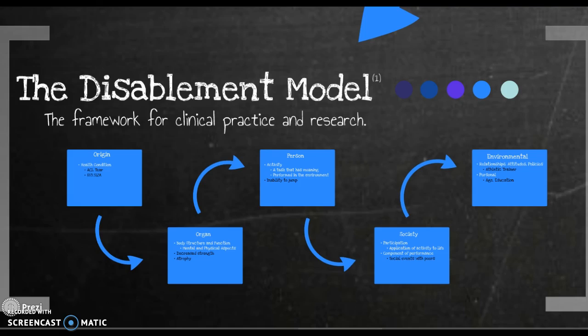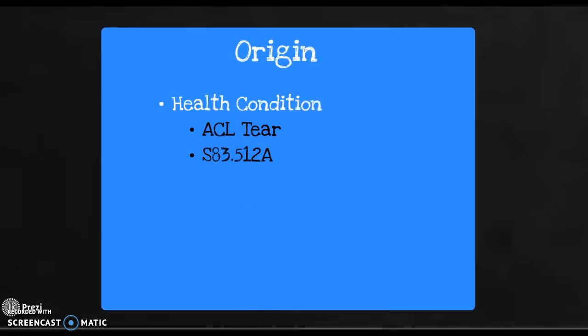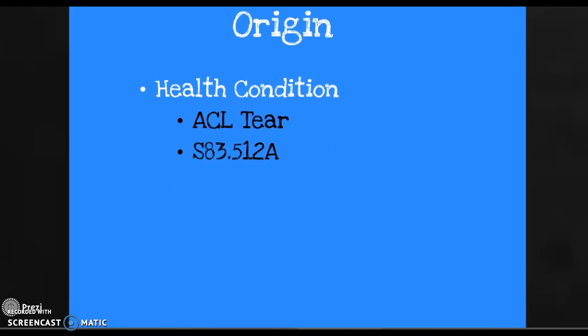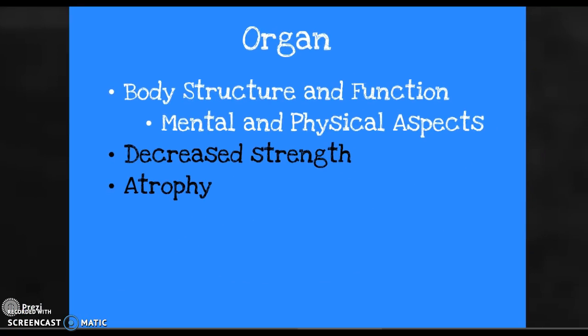It's a 5-step model, the first being origin. The origin is the health condition, in our example an ACL tear, also coded as S83.512A on the ICF. The next stage, organ. This can be further broken up into body structure and function and mental and physical aspects. In our example, decreased strength and atrophy for the female basketball player.